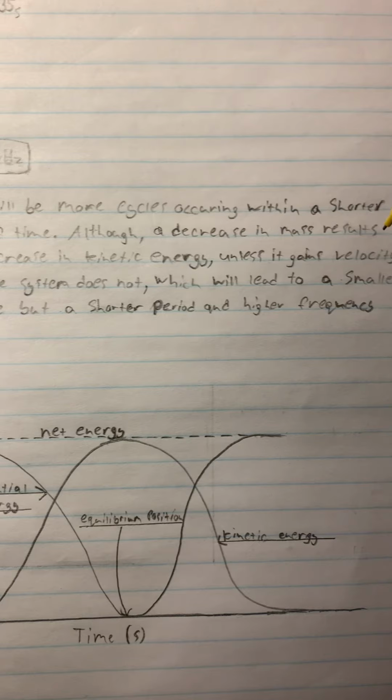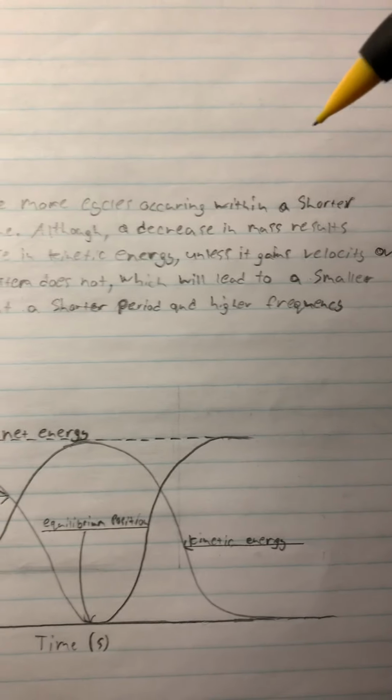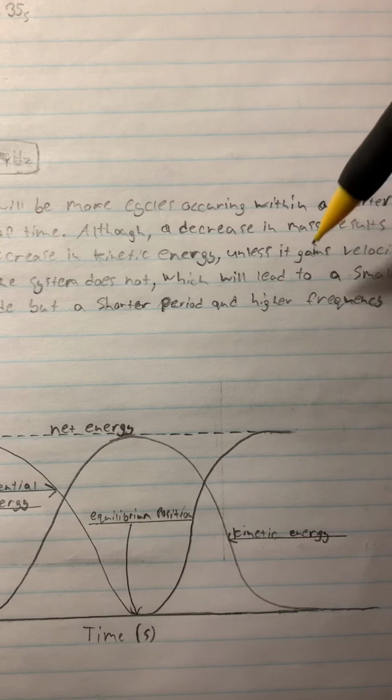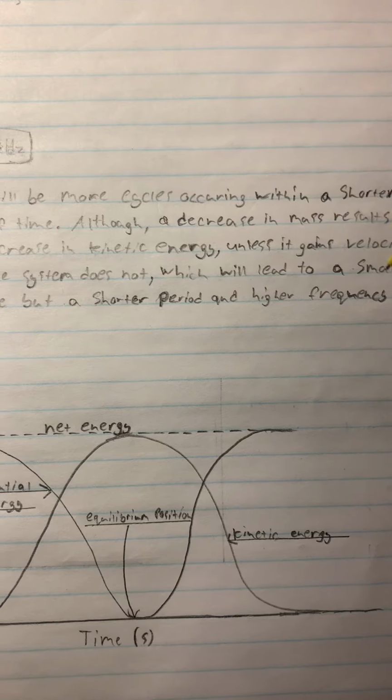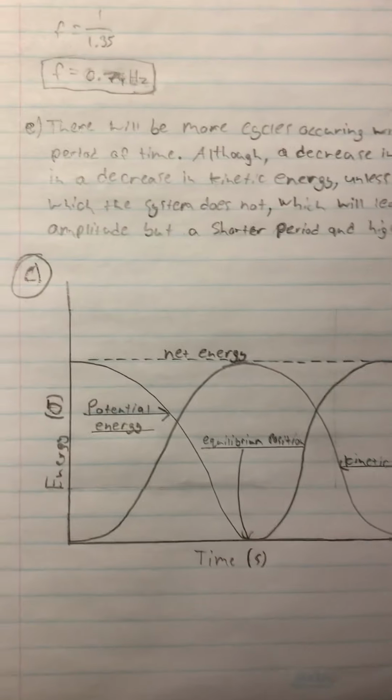So essentially with these masses being removed, you just have a smaller amplitude and a shorter period, but you'd also have a higher frequency due to that mass being reduced. And once again, here's just my graph.